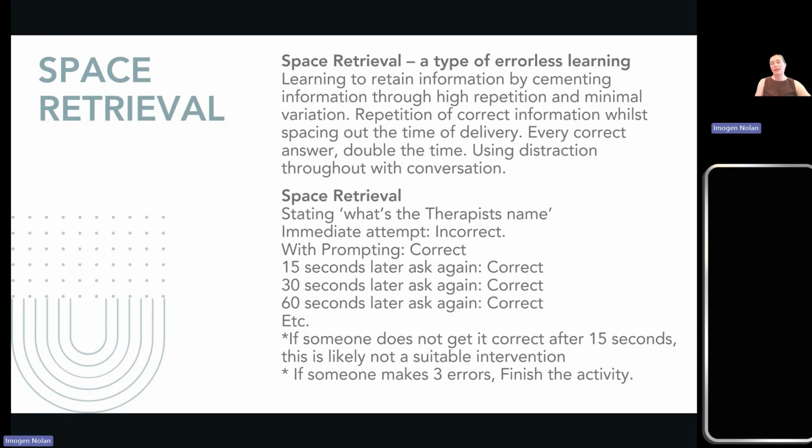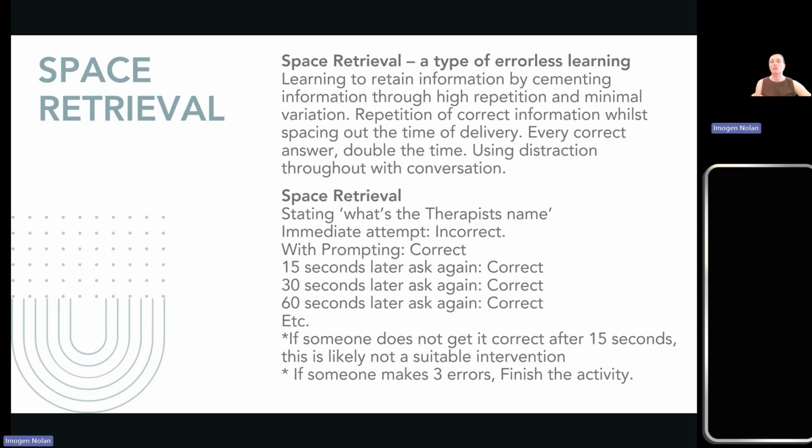For example, if someone has difficulty remembering your name, you ask, what's my name? If the immediate answer is wrong, you say, it's actually Imogen, that's correct. Then 15 seconds later, what's my name? Imogen. Then 30 seconds later, what's my name? Imogen, that's correct. 60 seconds later, and we keep going. I think it's like 15 minutes total, so it will extend out.